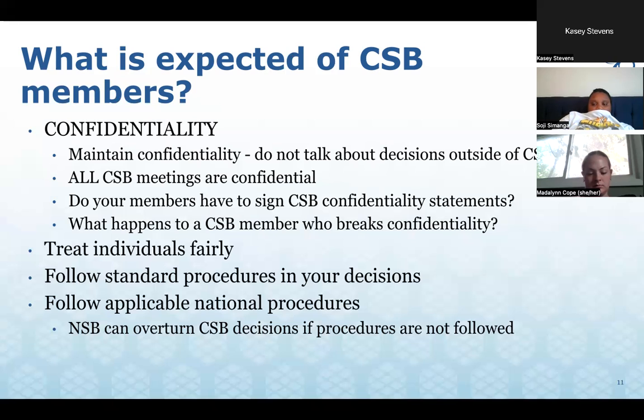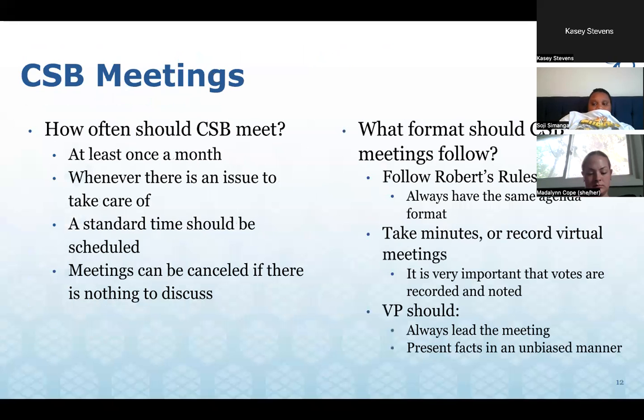Okay. All right. So chapter standards board meetings, two separate things here. How often should you meet? I would recommend at least once a month, but you might have to meet more often or less often. Whenever there's an issue to take care of, meet.